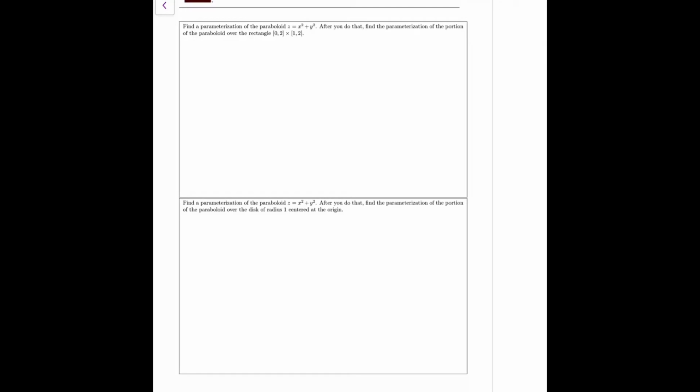After you do that, find the parameterization for the portion of the paraboloid above the rectangle. We're going to do the first part first and the second part second. So we want to find a parameterization of the paraboloid. This is similar to when we found the parameterization of the parabola. Remember, it was just r of t equals t comma t squared. Well, that was because the curve was the graph of a function, and we have something similar here. So r of s, t is just going to be s, t, s squared plus t squared.